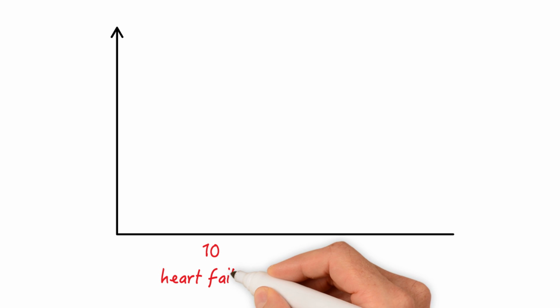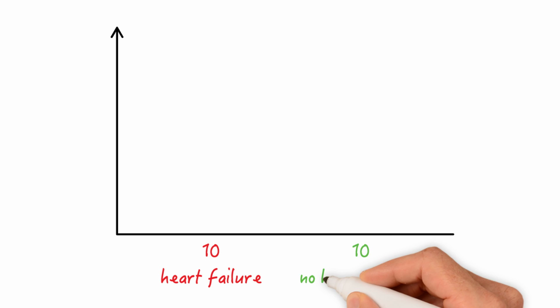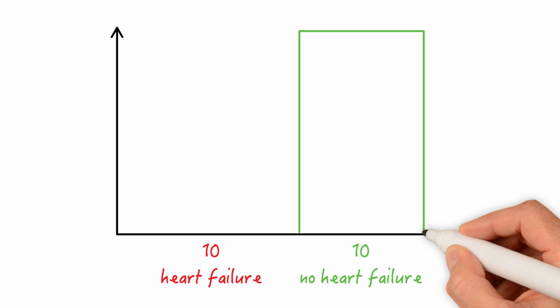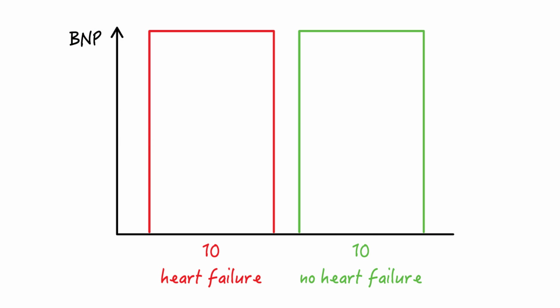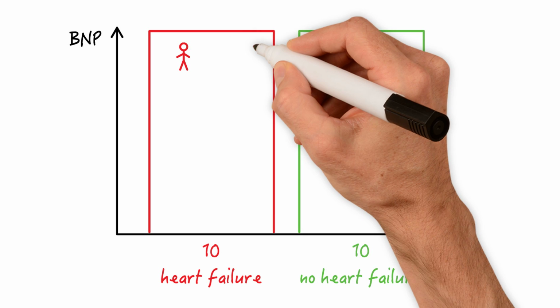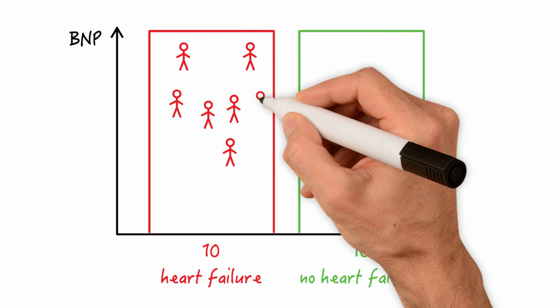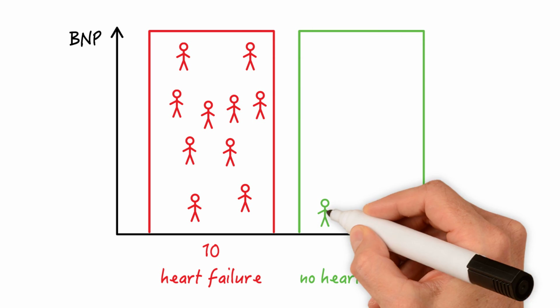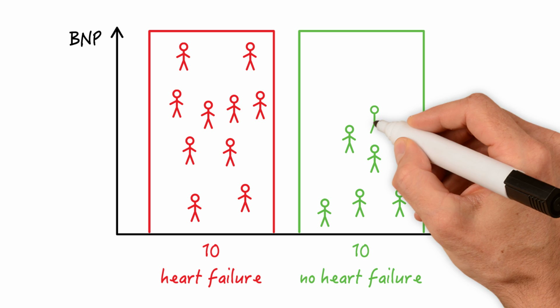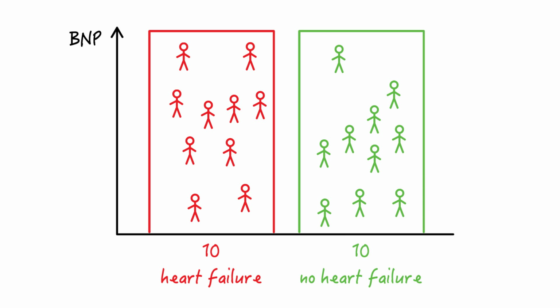Let's say we have a group of 10 patients with heart failure and a group of 10 healthy controls without heart failure. This is the concentration of BNP, or brain natriuretic peptide, a marker of heart failure. So people in the heart failure group on average have higher levels of BNP. One's up here, one's here, and so forth. Individuals without heart failure have lower levels, but as we've seen previously, there will be some overlap.